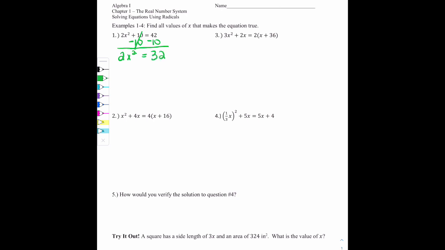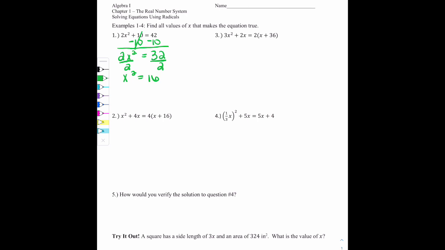Now I'm closer, but x squared still has a coefficient of 2. So we need to get rid of that 2 by doing the opposite of multiplying, which is to divide. So we're going to divide each side by 2. This gives me x squared equals 16.